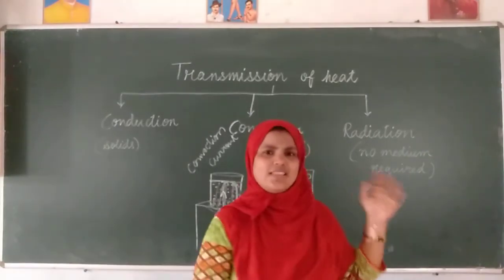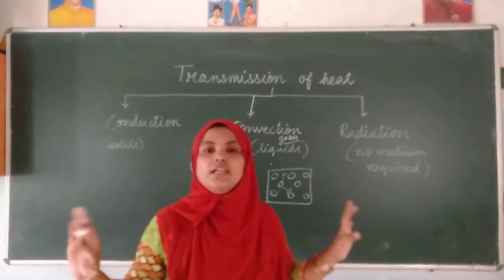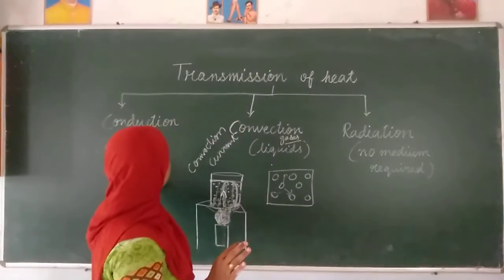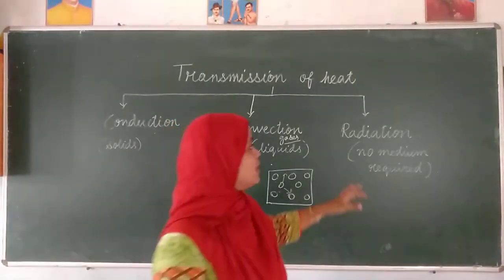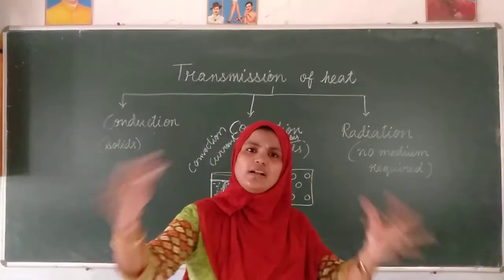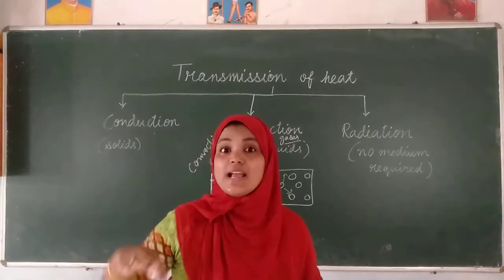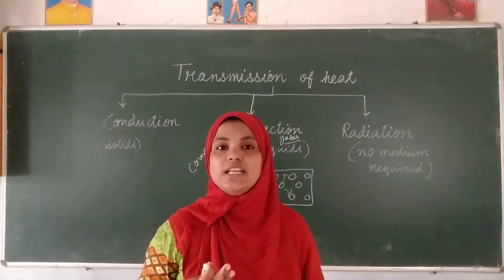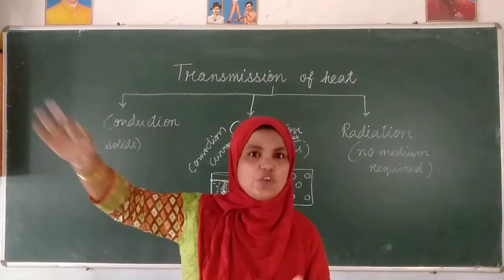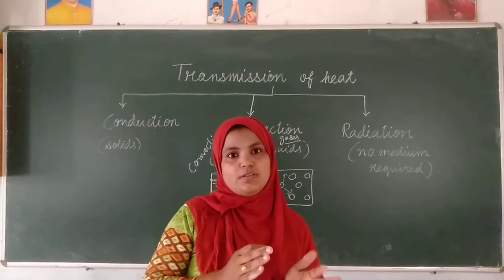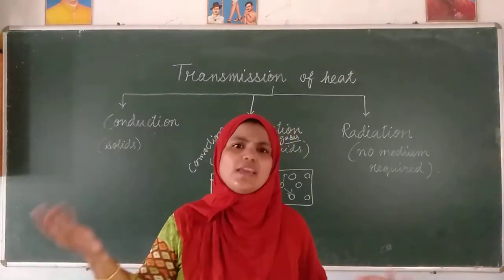What is radiation? Nothing much to speak about radiation. Here no medium is required at all. Like in solids it happens through conduction, in liquids and gases it happens through convection. But here the heat energy directly goes to the substances without any intermediary medium. Like how we are getting heat energy from the sun. Between the sun and the earth there is a lot of vacuum. Only a little part just above the earth's surface is atmosphere. Beyond that there is nothing, it is vacuum.